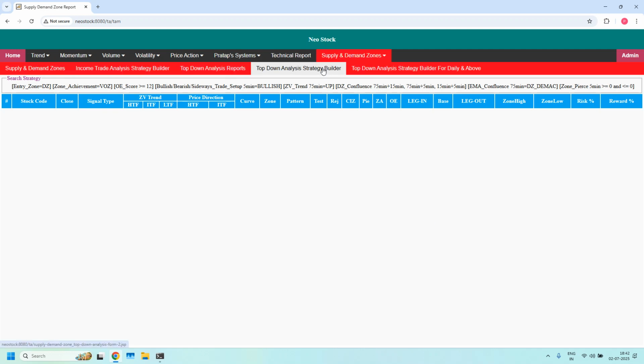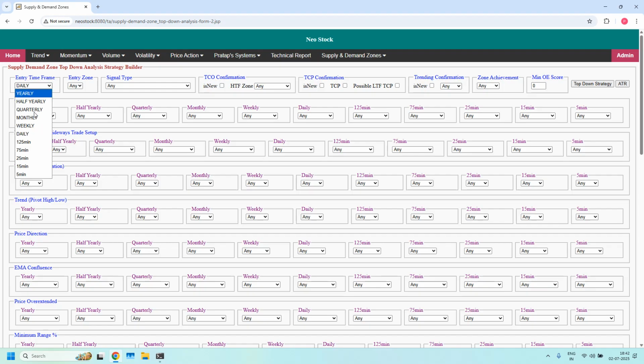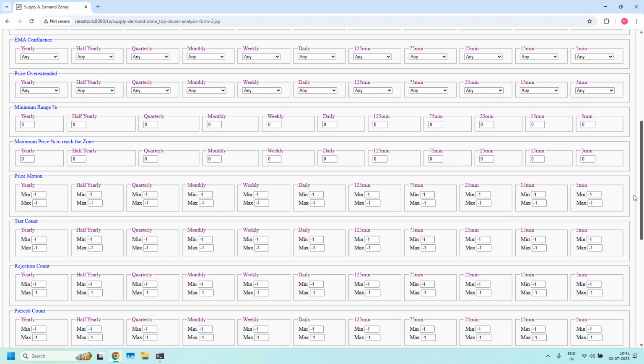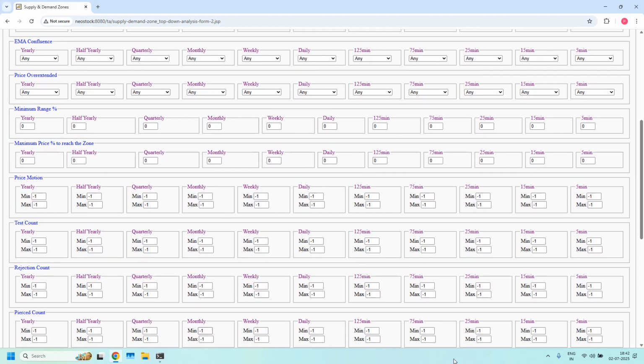Next, bearish trade setup for hourly income trade. Entry time frame 5 minutes, entry zone supply zone, bullish or bearish. At 5 minutes, I am selecting bearish. Zone achievement VOZ, minimum order enhancer score 12. And also 5 minutes supply zone should not be pierced. In the pierced count, 5 minutes, minimum value 0, maximum value 0.